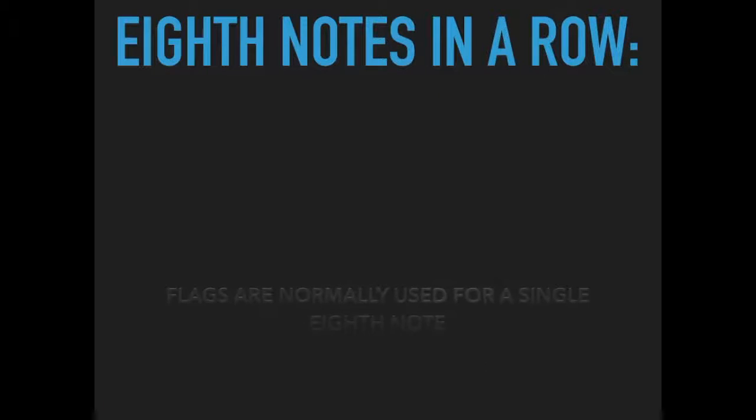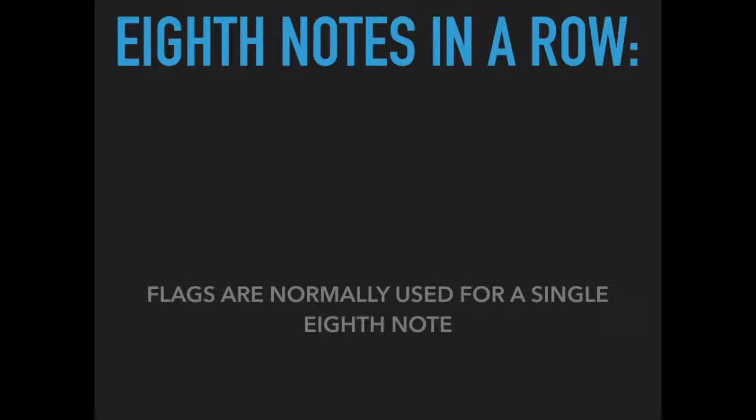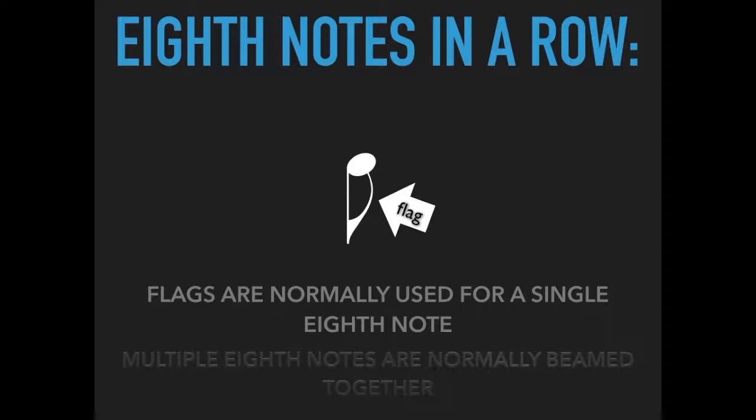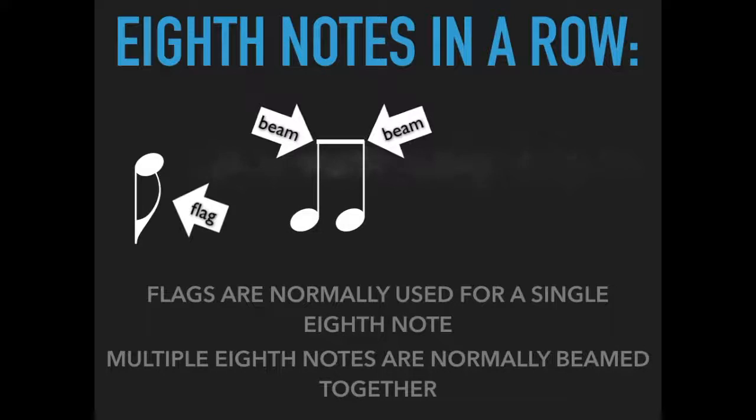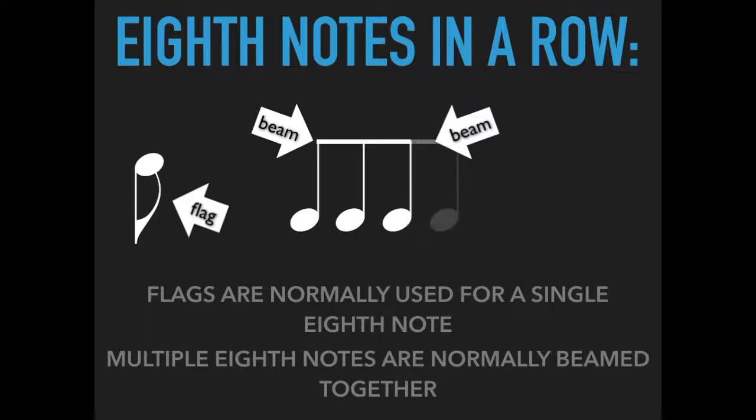The eighth notes that we just talked about that use flags are normally only used for a single eighth note, when we see an eighth note by itself. When we see a bunch of eighth notes in a row, they're normally beamed together. Here we have 2 eighth notes, and they have a beam on top that connects the 2 stems together. Here are 3 eighth notes beamed together, and here are 4 eighth notes beamed together. Eighth notes can even be beamed in larger groupings than 4.